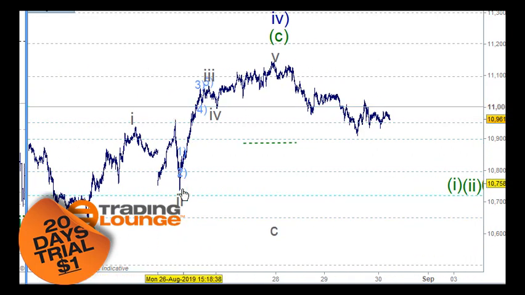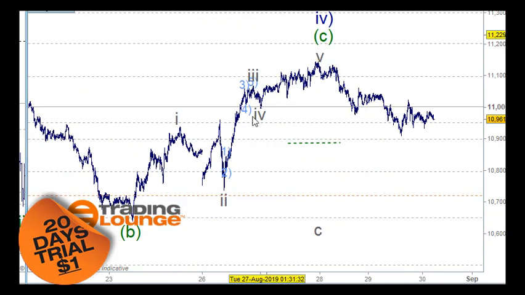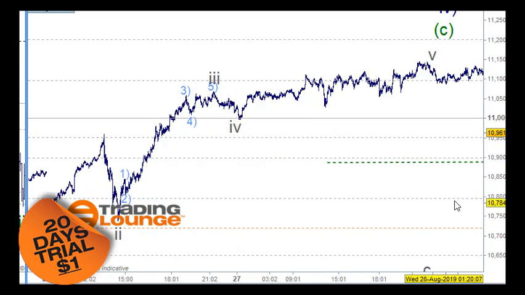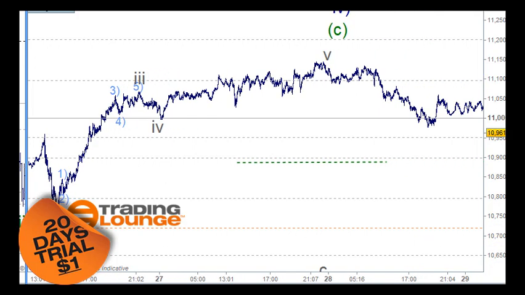So 1, A, B, C for 2 here, and let's just have a look at this little guy in here. It's a bit rough, but we could look at this as the third wave in here, and then the fourth here. I need to restudy this, but from wave 4 here we have moved higher, so we can look at this as wave 5 of C. So we could look at this as being completed now, this market.